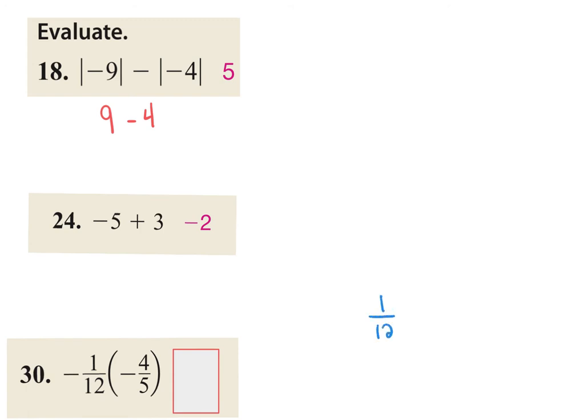1 over 12 times 4 over 5. With multiplication, I'm going to see if I can cross cancel. Can I cross cancel? I can. 4 divided by 4 is 1. 12 divided by 4 is 3. Once I've done that, you just multiply across. 1 times 1 is 1. 3 times 5 is 15. If you cross-canceled, you should not have to reduce. Positive 1/15 is my answer there.